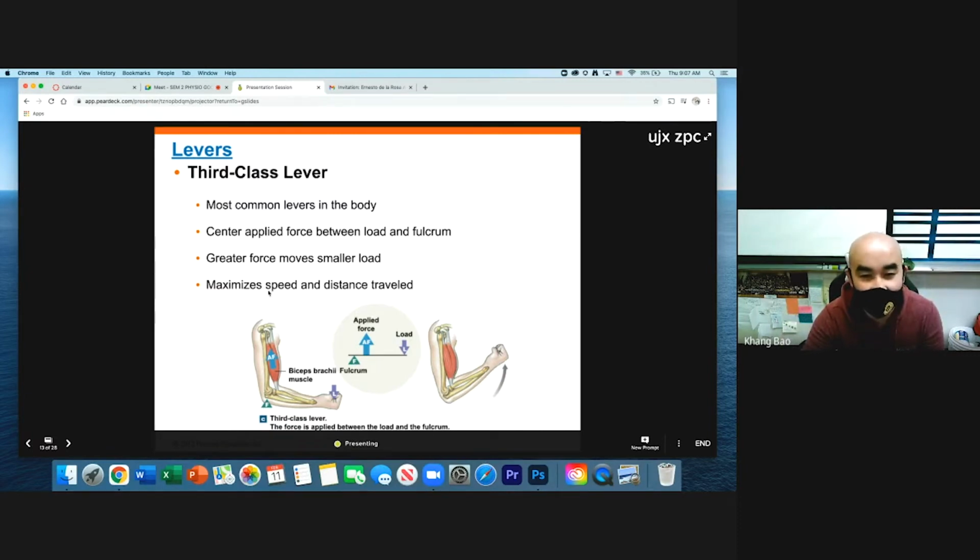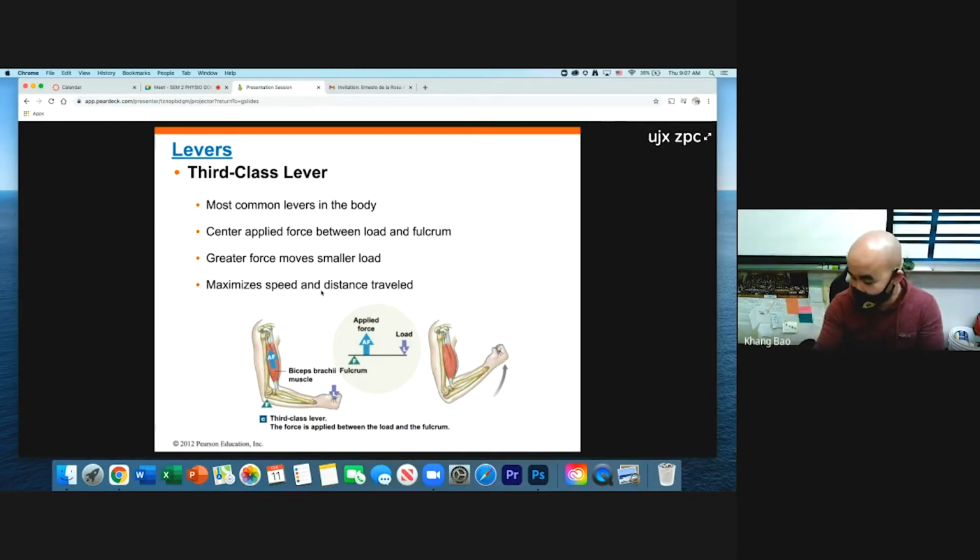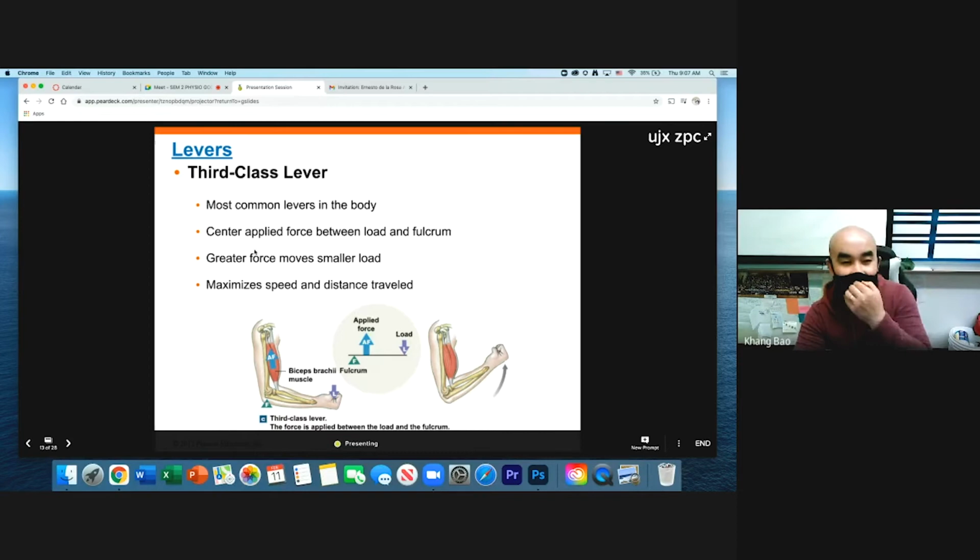Which in turn maximizes the speed, okay? Because you're able to contract fast, right? Because the load is so small, you're able to move things fast. All right, so that's the difference between the first, second, and third. Make sure you get a chance to review. Look at the fulcrum and how the applied force and load are different from each other, okay?